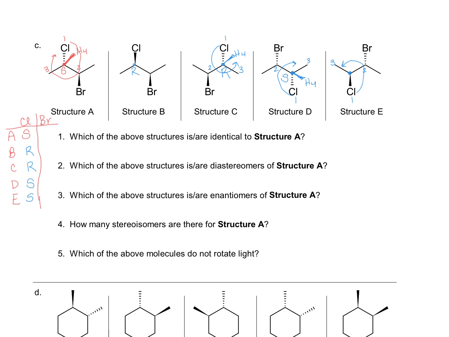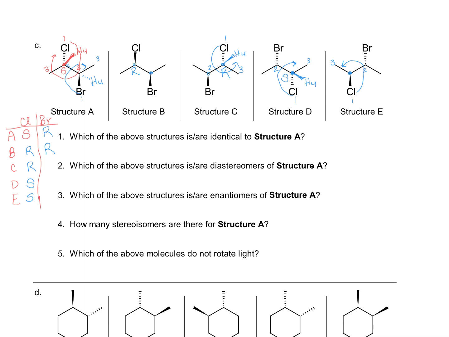All right, going back to the bromines. Bromine goes 1, 2, 3. Hydrogen's in the back. It's 4. It's going clockwise. It will be R. This bromine in structure B is the same as A, so it will also be R.